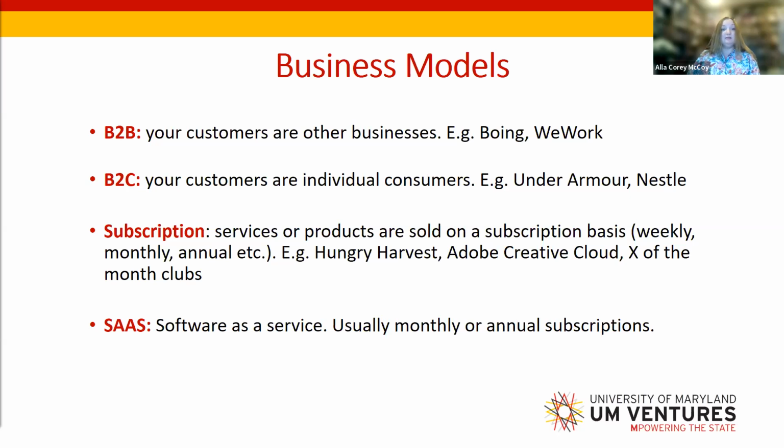So B2C, your customers are individual consumers. For example, Under Armour sells consumer products. Nestle sells consumer products. However, Nestle also has a B2B business where they sell supplies and such to other businesses. So they have B2B and B2C business models. They're run differently. They have different margins, different economics, different operations. So it's important to understand.